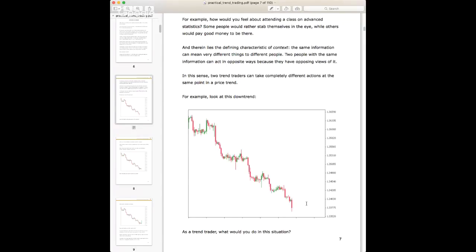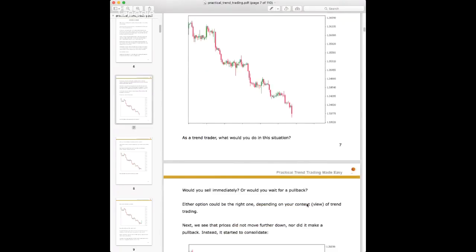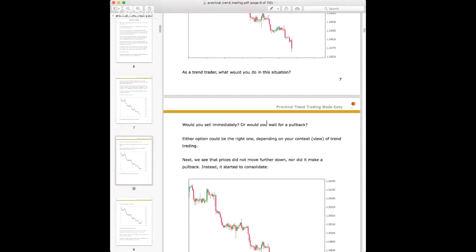The question is, will you sell immediately or will you wait for a pullback? Either option could be the right one depending on your context or your view of trend trading, right? If you feel that the trend is strong, then you can sell immediately. But if you feel that the price has already gone too low and you've got to wait for a pullback to get a good price, then you are also right.